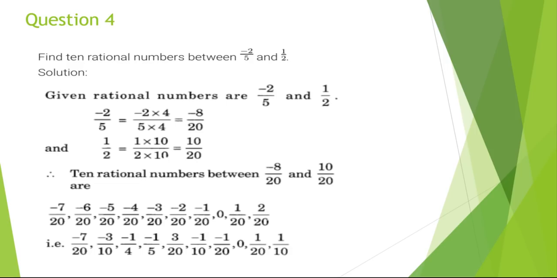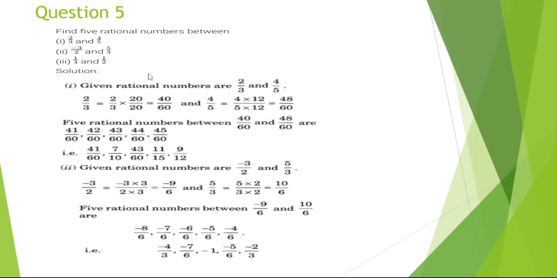Question number 4 asks you to find 10 rational numbers between minus 2 by 5 and 1 by 2. So again, you can either find the LCM and multiply it with 10, or you can multiply it with another number so that the denominator remains the same, and you will easily get 10 rational numbers between them. But as I told you, you cannot include minus 8 by 20 and 10 by 20 in the list. That will be again wrong.